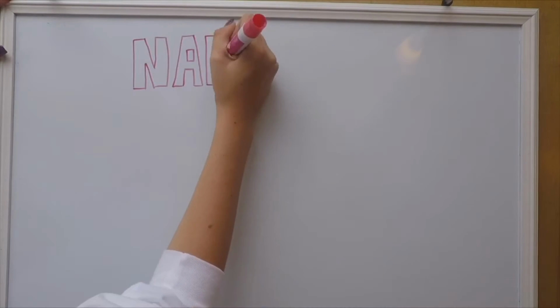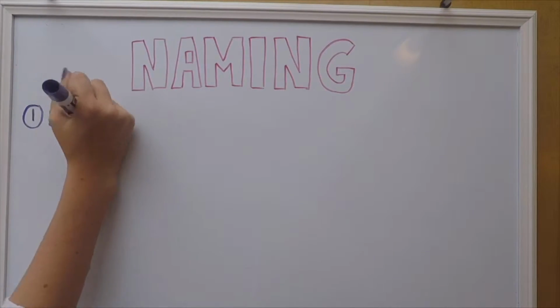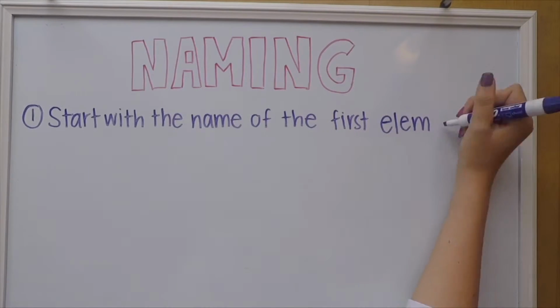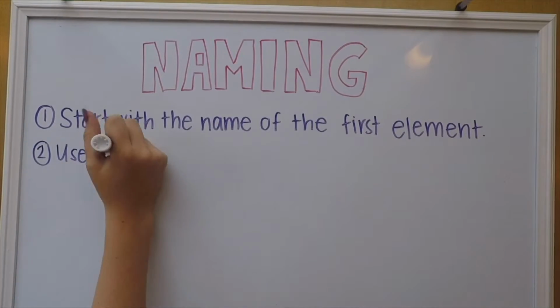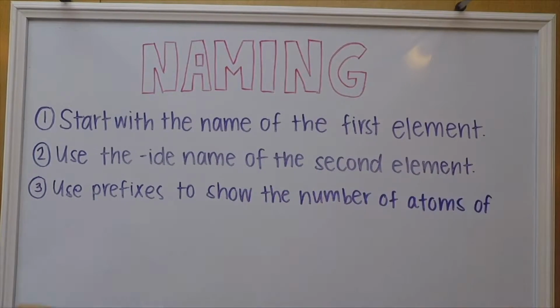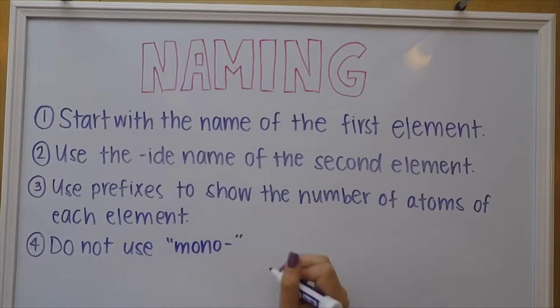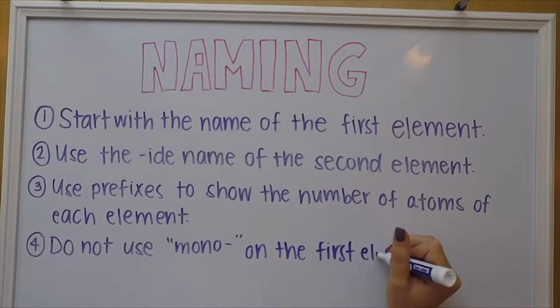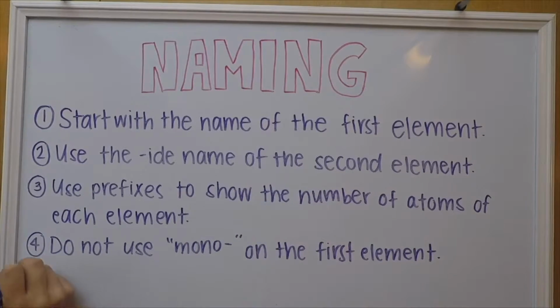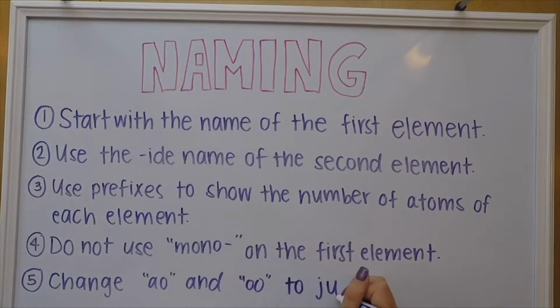Now I'm going to show you how to name these covalent compounds. There are 5 quick steps to do so. The first step is to start with the name of the first element. The second step is to use the IDE name of the second element. The third step is to use prefixes to show the number of atoms of each element. The fourth step is not to use mono in front of the first element. And the fifth step is to change AO and OO to just O.